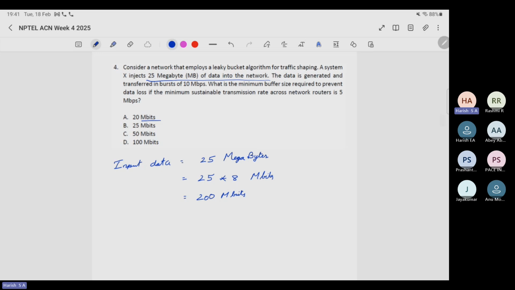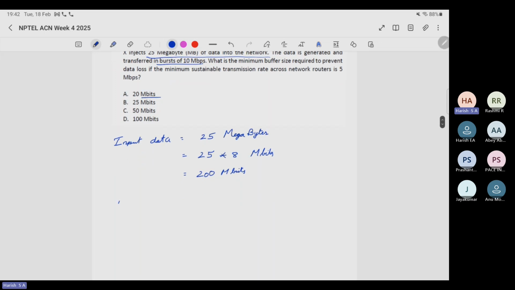The data is generated and transferred in bursts of 10 Mbps. So this 25 megabytes is not directly put into it. It comes in bursts: 10 Mbps and then a break, and then 10 Mbps and then a break. That is basically called the rate of data generation, and that is equivalent to 10 Mbps. This is small b, which is megabits per second.